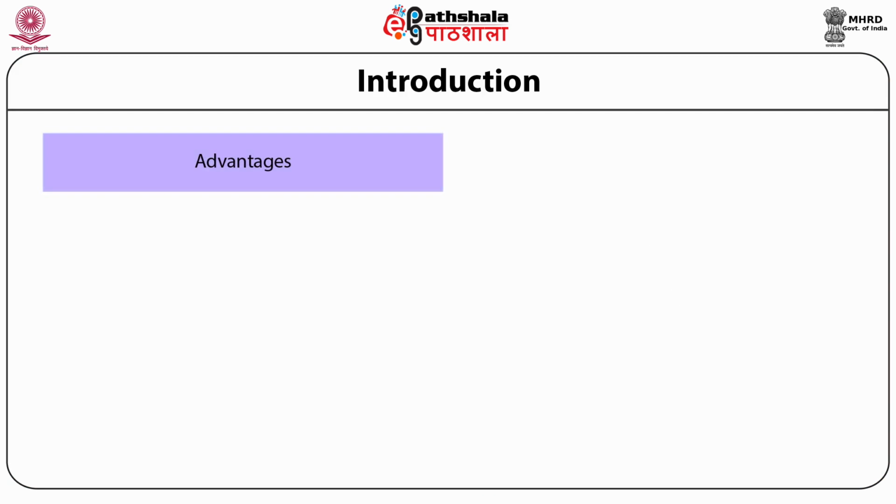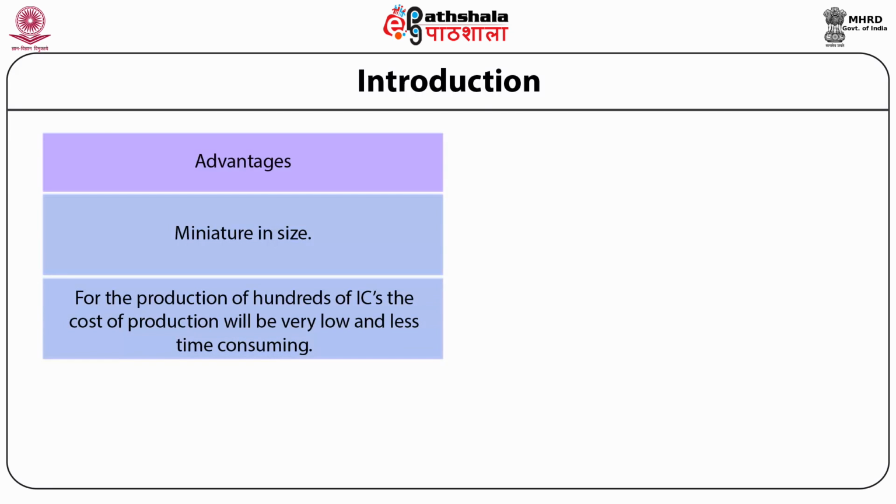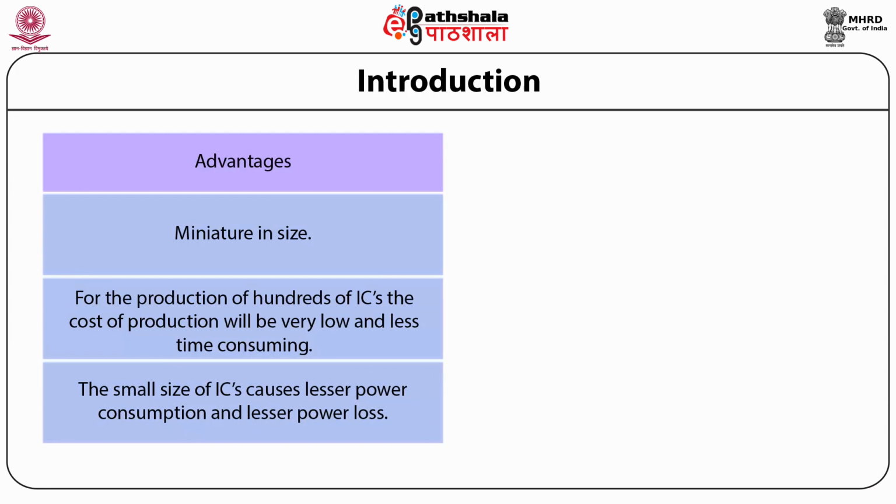Advantages and disadvantages of integrated circuits, ICs. Let us first discuss the advantages. It is miniaturized in size. For the production of hundreds of ICs, the cost of production will be very low and less time consuming. The small size of ICs causes lesser power consumption and lesser power loss.